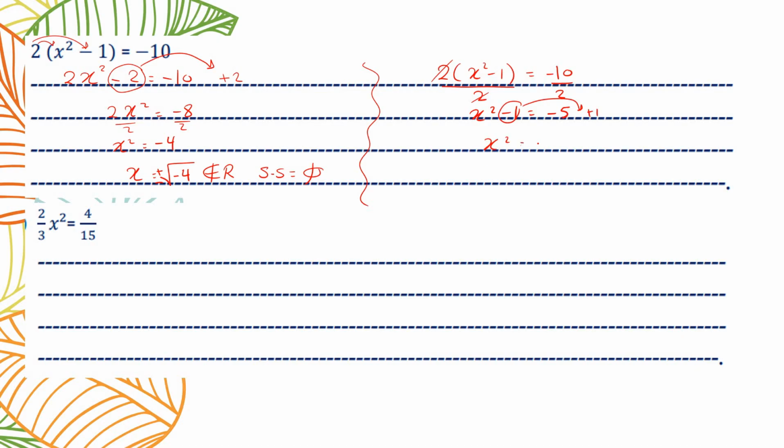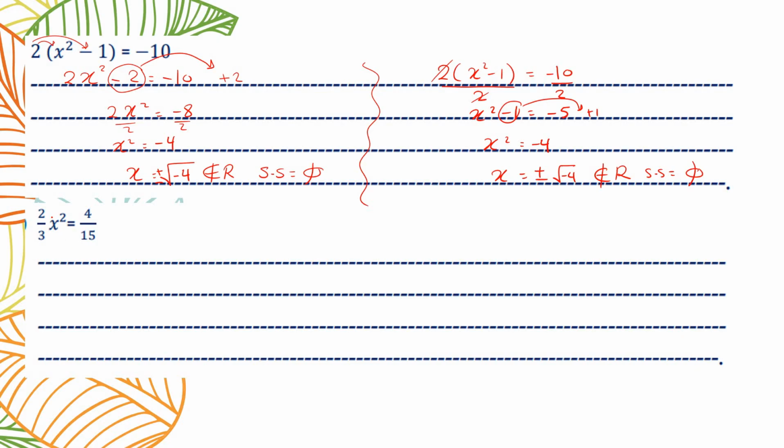Let's return this one to be here in the positive direction. So x squared equals negative 4, and now can we take the square root? x equals the positive or negative square root of negative 4, which does not belong to R, which means the solution set will be the empty set. So please be careful if you have any factor or any coefficient outside the brackets.